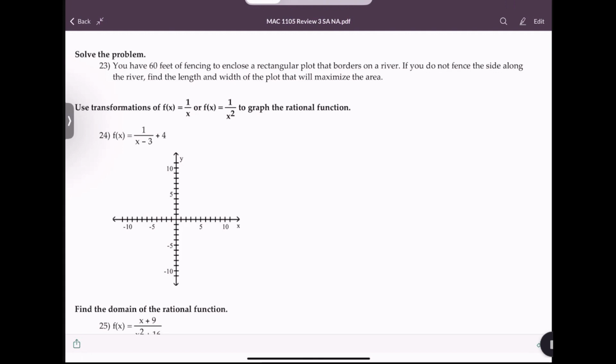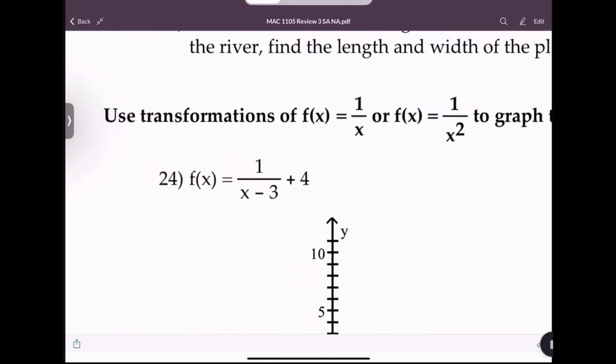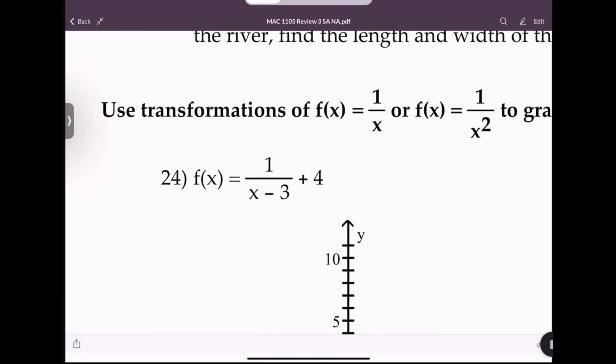Are we okay? Do I have questions? All right, how do I do transformations? What is the first step in transformations? Before I even deal with that, before I even do that.